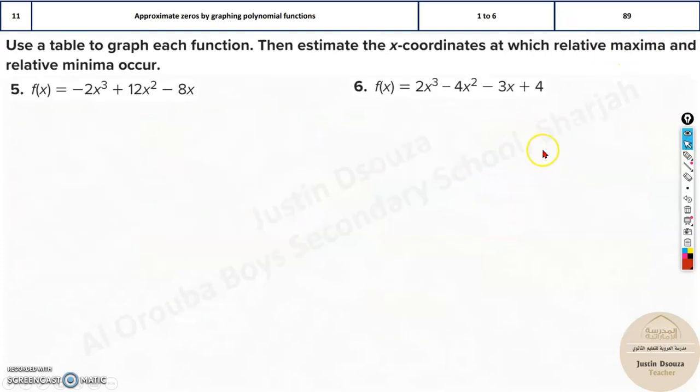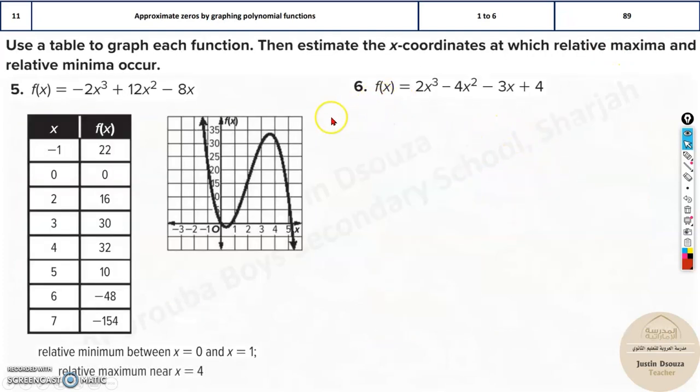Over here we were finding zeros. Now here we are finding the maximum and minimum values. If you're finding the zeros, it's just wherever it intersects, whereas for the maximum and minimum, it is basically where it dips and goes up. You can see over here in this graph, the dipping point, the minimum value, is between 0 and 1. Can you see this minimum value? How will you find it in the table?